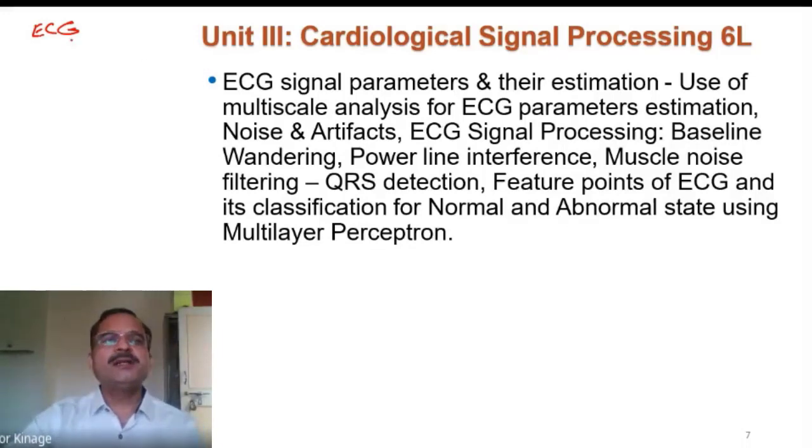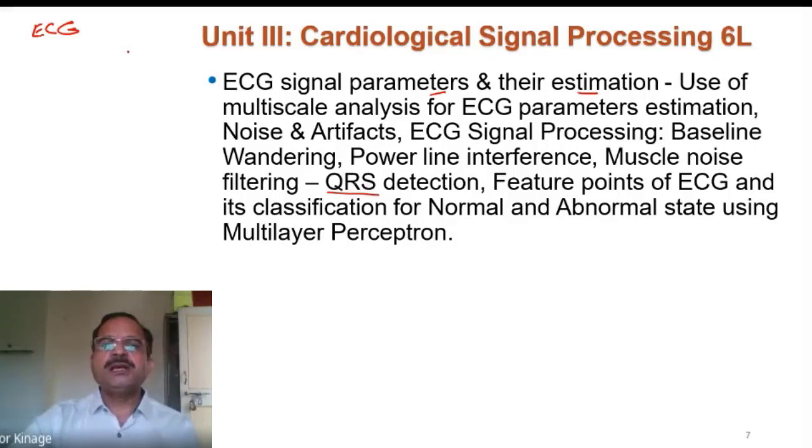what type of information this ECG signal contains, and the corresponding processing of this ECG signal. So that we'll see here. So the points are like this: ECG signal parameters and their estimation, use of multi-scale analysis for ECG parameter estimation, noise artifacts, ECG signal processing, baseline wandering, power line interference, muscle noise filtering, QRS detection.